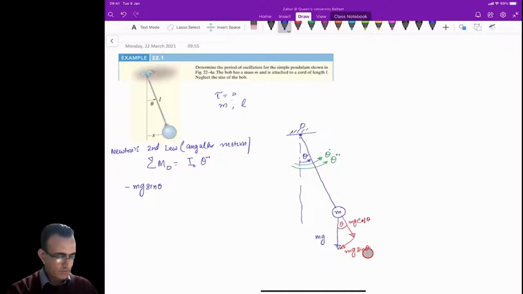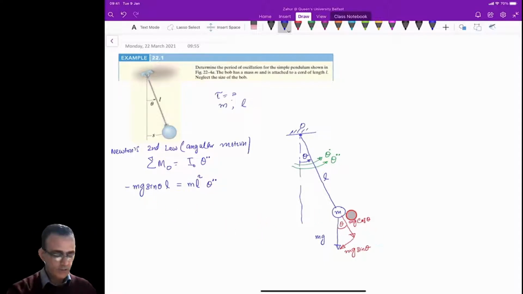So this mg sine theta is the force here, and because we are taking moments here, we will need to multiply with the moment arm, and the perpendicular distance from here to here is L. We will multiply with L here, and on the other hand side, we know that it's just a point mass. So the moment of inertia here will be m times L square, and theta double dot.